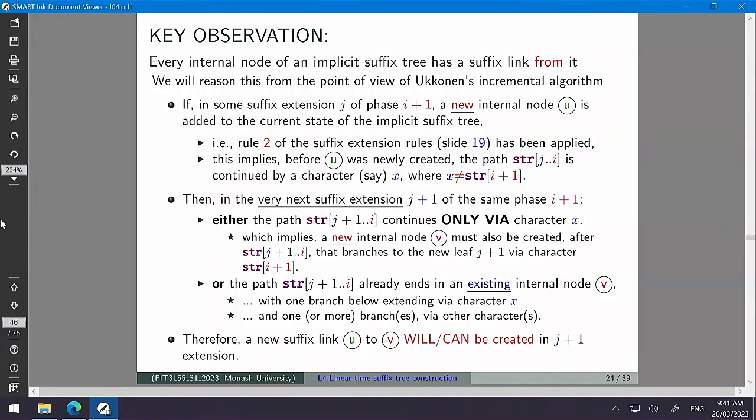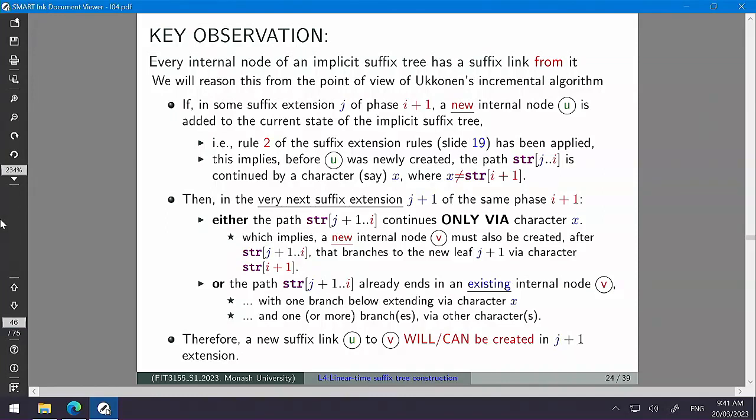Okay? You create a new internal node only in rule 2 regular. So if the jth extension was rule 2 regular and j plus 1 also was rule 2 regular, then I can immediately resolve the suffix link of the one that I've created previously. All I have to do is keep a pointer. I've created one previously. What happens next? Well, I've created a new one. That new one now gets pointed to this. But hang on, what about this one? This is a new one again.